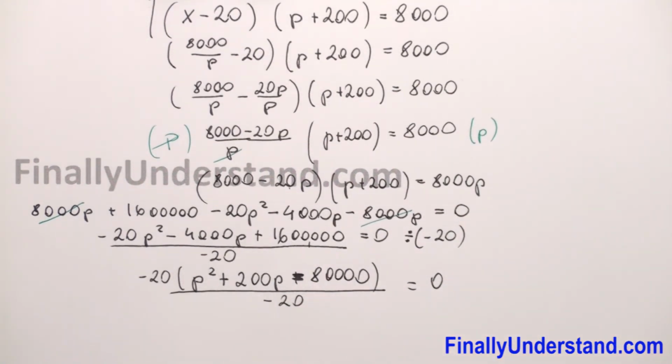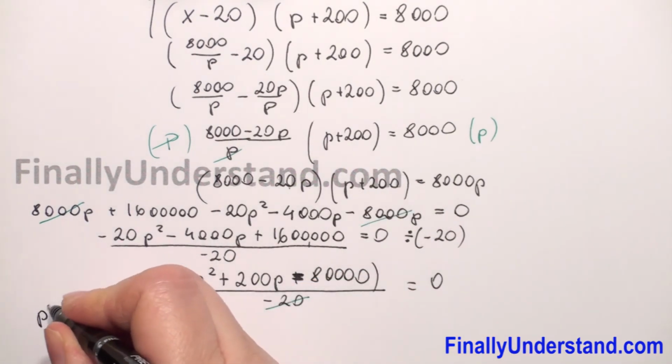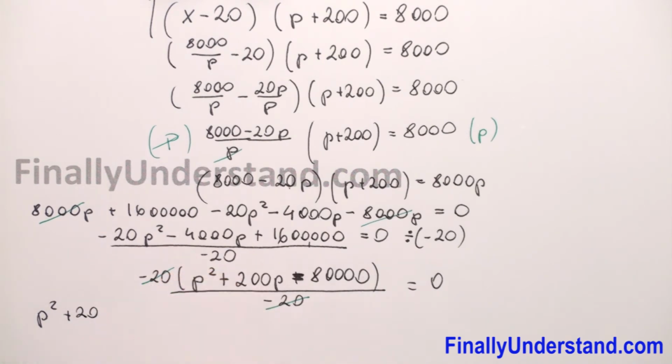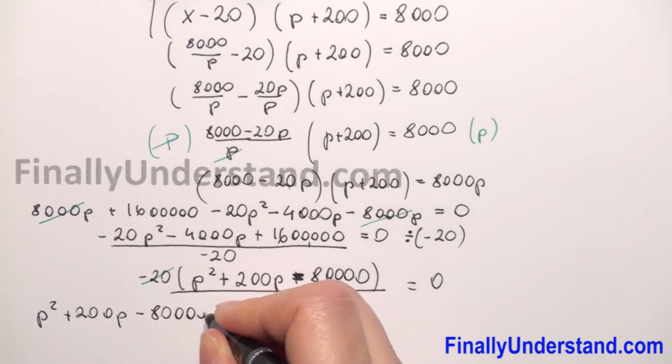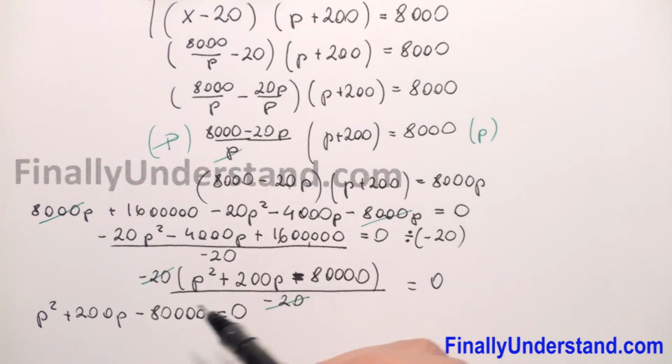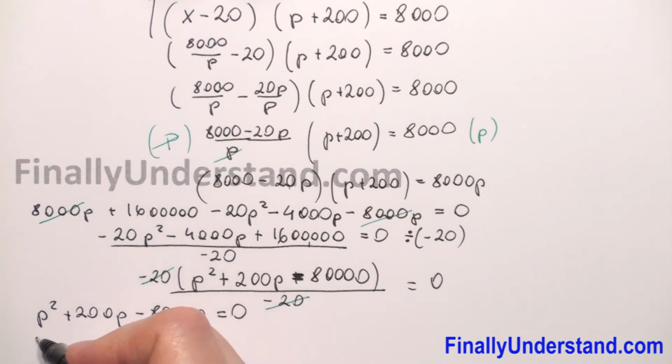So now we can reduce negative 20, and we have the quadratic equation P squared plus 200P minus 80,000 is equal to 0. To solve this equation, we will use the factoring method. We have to find two numbers which multiply to negative 80,000, and when we add these two numbers, we will have 200. What will it be?